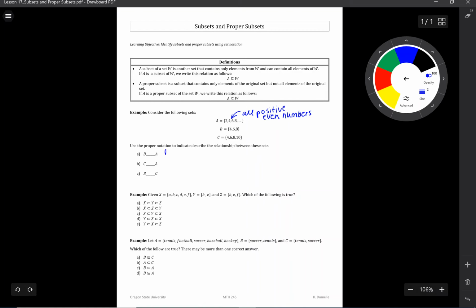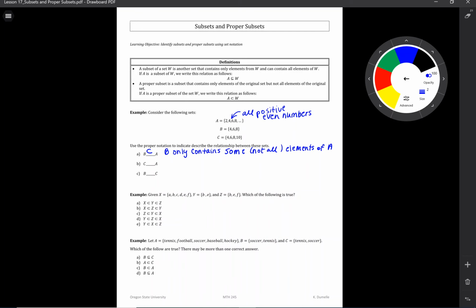So B only contains some elements, not all, elements of A. So this means that B is a proper subset of A. We write it like this. Oops, it's kind of ugly. B is a proper subset of A, because B contains only elements from A, but it does not contain every single one.